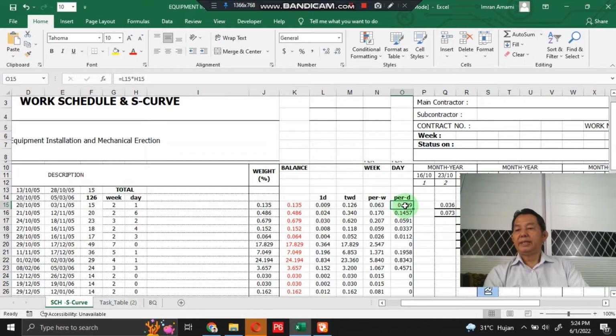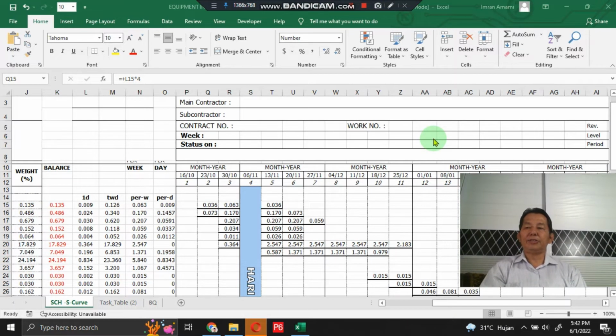And then in cell O15, this is the weight factor on a per day basis, obtained from the weight factor per day for cell L15 here, multiplied by the number of days for cell H15. So we got the weight factor according to the number of days.